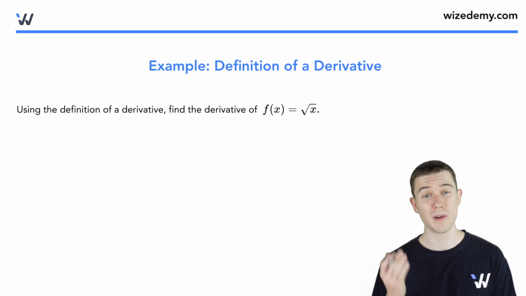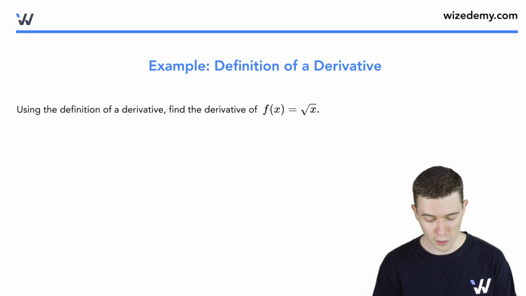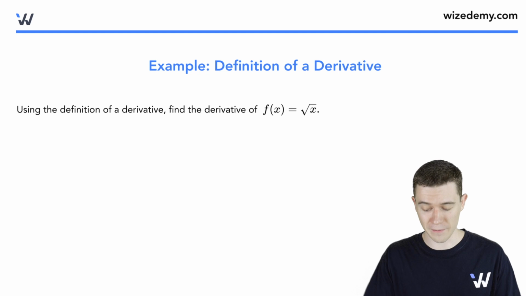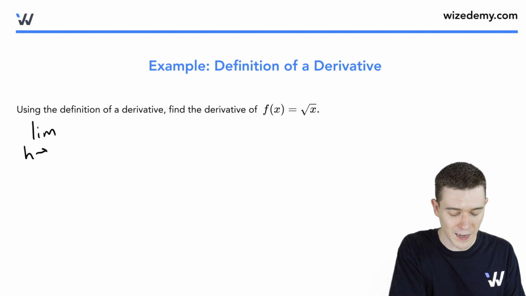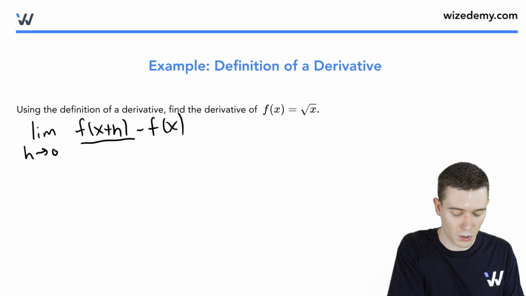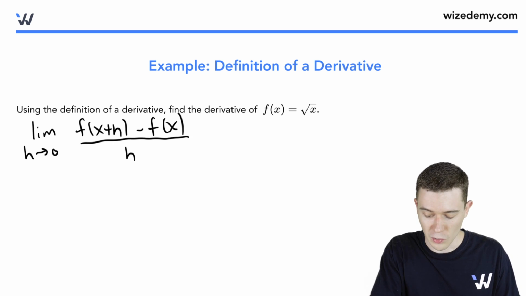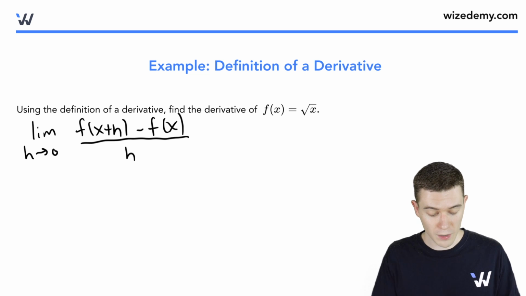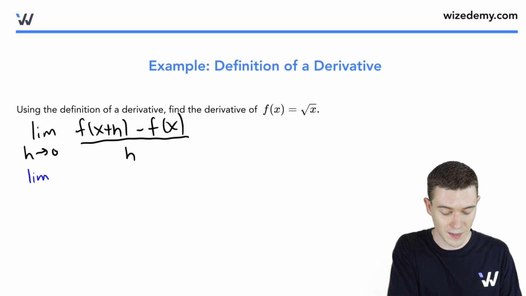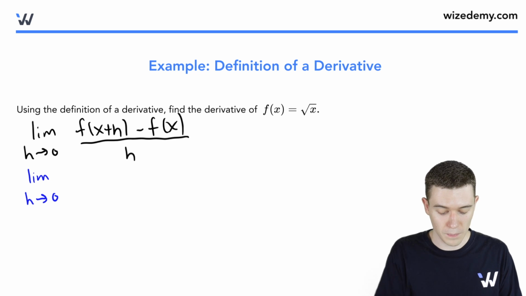Let's go ahead and take the derivative of this function, the square root of x, using the limit definition. Remember that our limit definition is the limit as h approaches 0 of f of x plus h minus f of x all over h. So here our function is the square root function, and we're just going to plug it right in. So we've got the limit as h approaches 0.